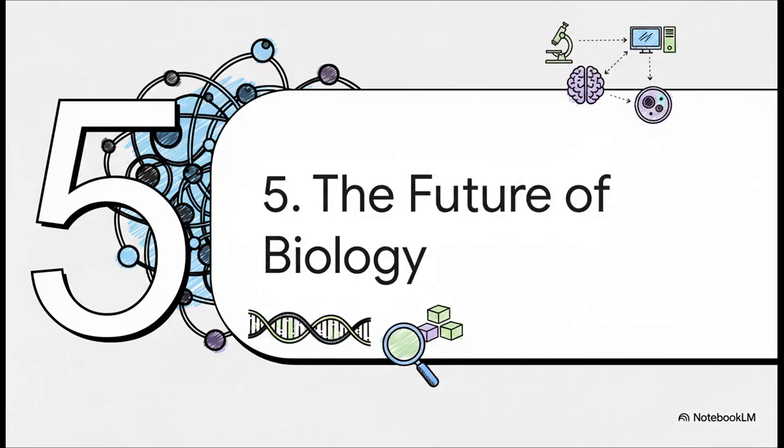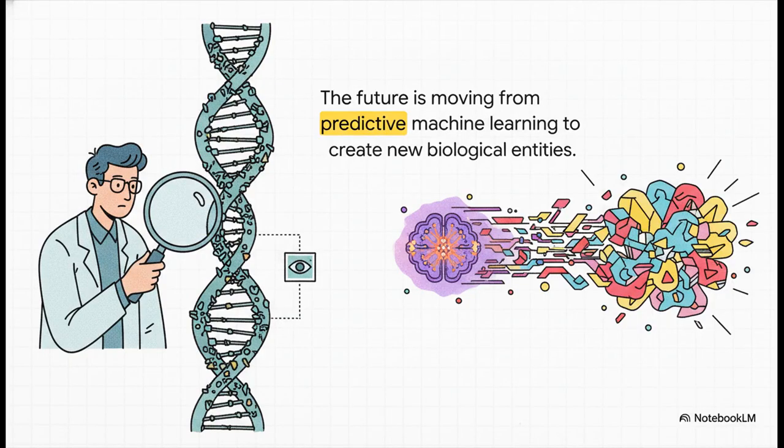All right, so let's shift gears and look ahead. Beyond just analyzing the data we already have, the next big frontier for machine learning in biology is all about creation. The entire field is starting to move from predictive models to generative ones. So instead of just predicting a protein's function from its sequence, scientists are now starting to use models to generate completely new protein sequences that are designed from the ground up to have specific functions.